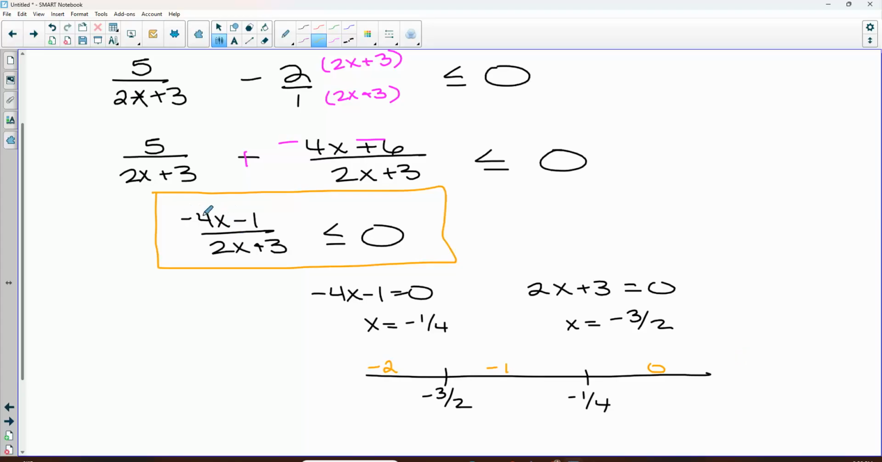If I put in a -2, I get 8 minus 1, so that's positive. On the bottom, -4 plus 3 is negative. Positive and a negative make a negative. If I put in a -1, 4 minus 1 is positive. -2 plus 3 is positive. 2 positives make a positive. Put in 0, we get a -1 over a positive 3, so that is negative.